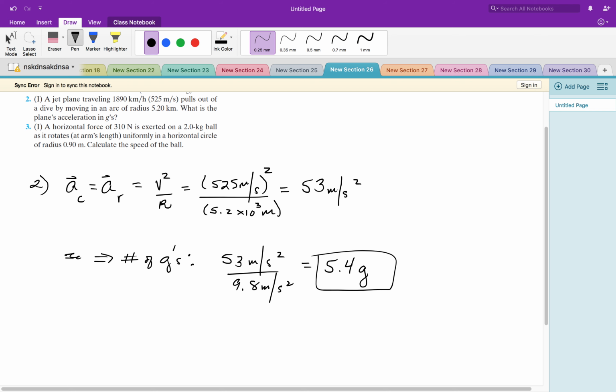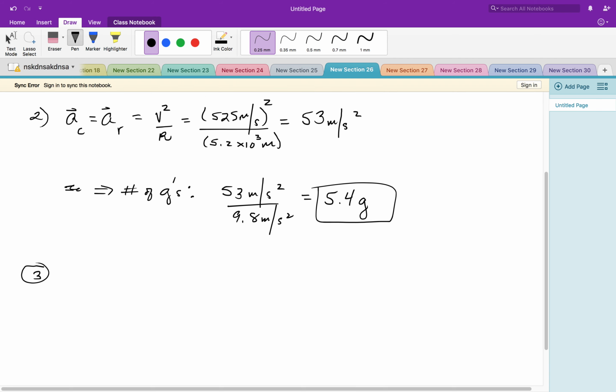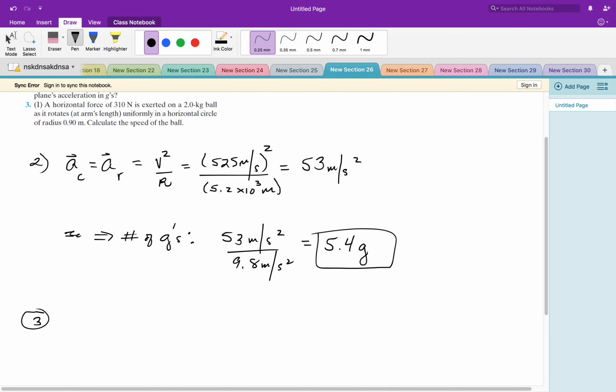Number 3 rather. A horizontal force of 310 newtons is exerted on a ball as it rotates at arm's length in a horizontal circle, and they want the radius, and they give you the radius. So basically the picture is like this. And do they say it's on like a table or something? Okay, so it's a 2 kilogram ball, and it's a horizontal force.